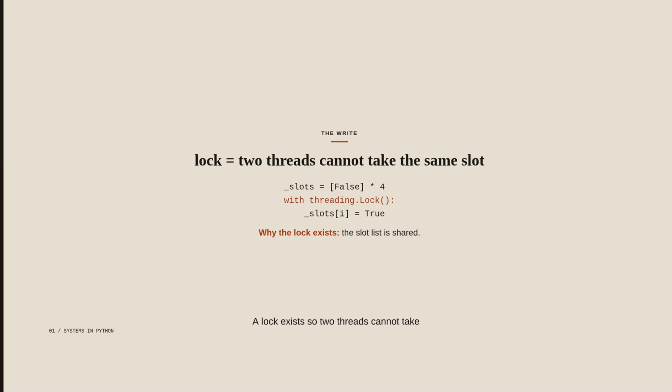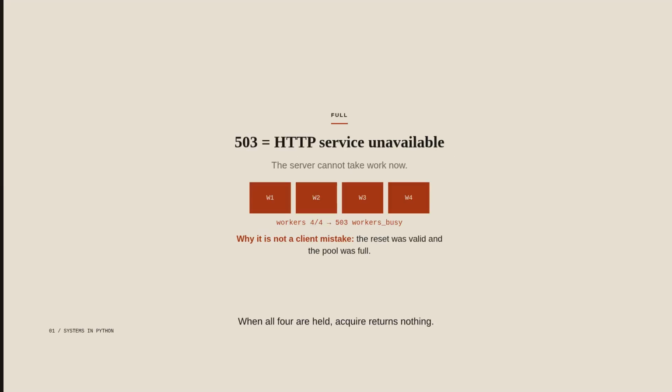The slot list is shared. A lock exists so 2 threads cannot take the same slot. Without the lock, 2 requests can both read a free slot and both write busy, and then 1 worker is claimed twice. When all 4 are held, acquire returns nothing.